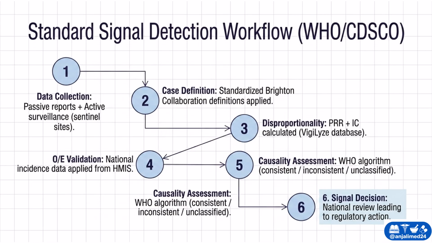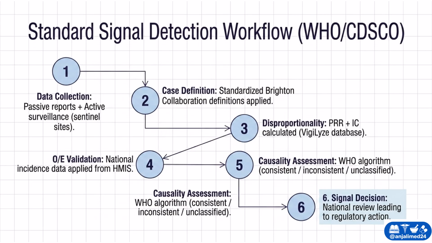Finally, step 6 is the signal decision making. After national level expert review, regulatory authorities determine whether action is required. Possible outcomes may include enhanced surveillance, label changes, risk communication, restriction of vaccine batches, additional studies, or continued monitoring. This final stage transforms raw surveillance data into evidence based public health action.